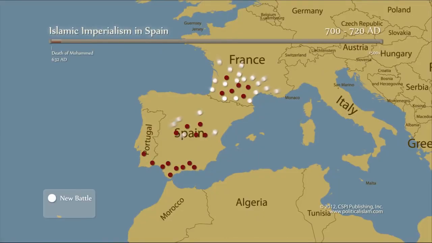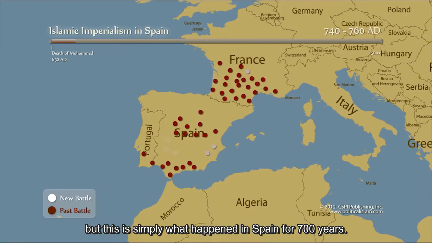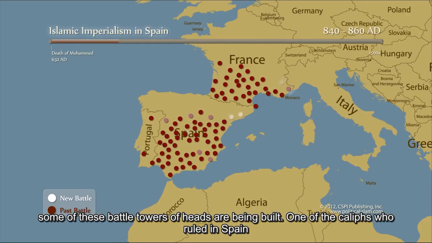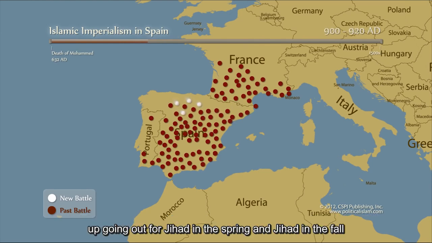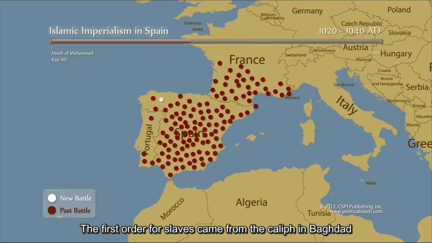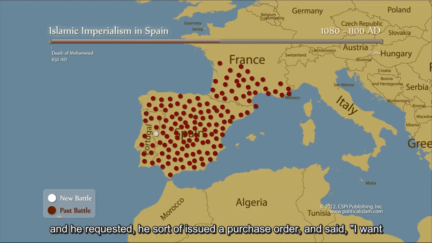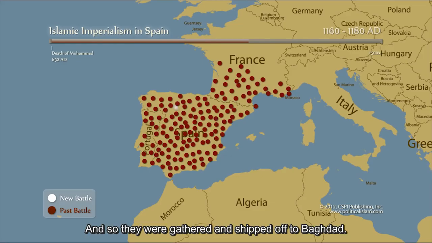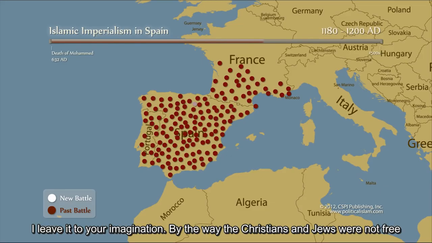Now this is the same data, but this is simply what happened in Spain for 700 years. Now remember, some of these battle towers of heads are being built. One of the caliphs who ruled in Spain made it a habit of going out for jihad in the spring and jihad in the fall. Slaves are being taken. The first order for slaves came from the caliph in Baghdad, and he sort of issued a purchase order and said, I want 3,000 blonde virgins. And so they were gathered and shipped off to Baghdad. I leave it to your imagination.